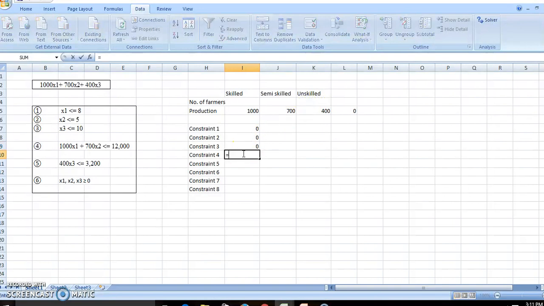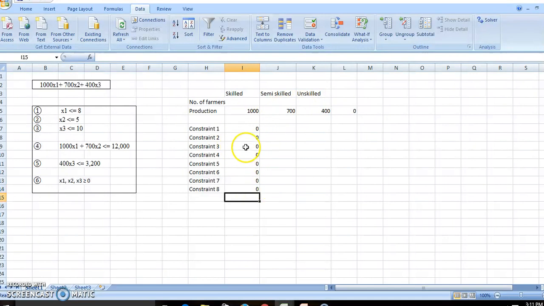Press enter. Now next is 1000 into x1 plus 700 into x2. Hence, this cell multiplied by this cell plus this cell multiplied by this cell and enter. Next is 400 into x3, equals to 400 multiplied by this cell. Now next is x1, x2 and x3. Hence, equals to x1, press enter, equals to x2, press enter, equals to x3, press enter.